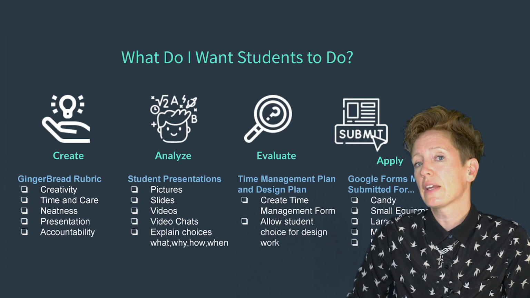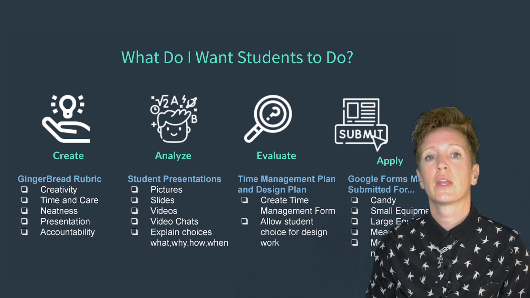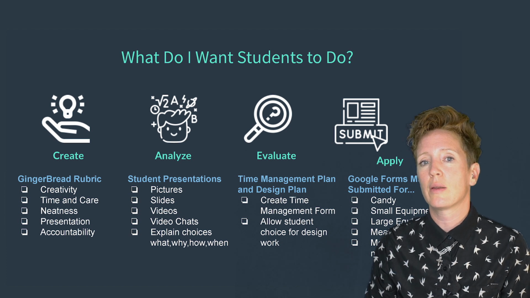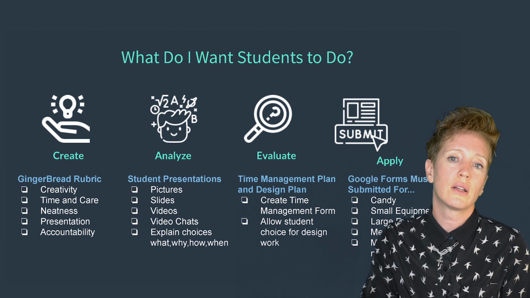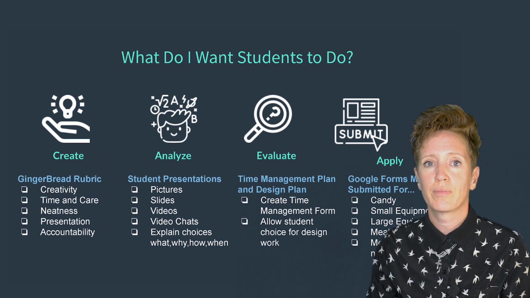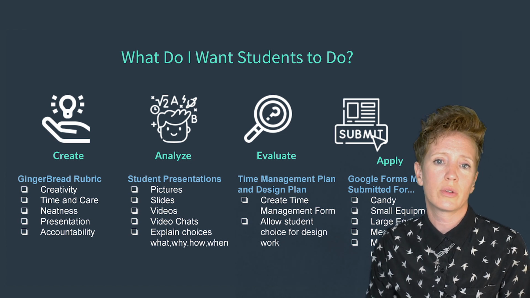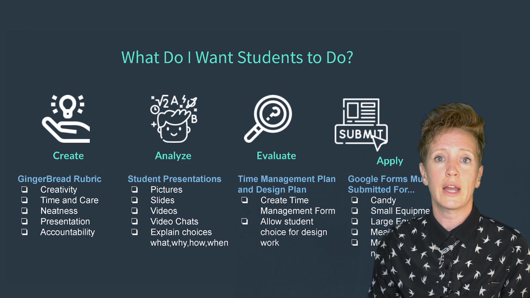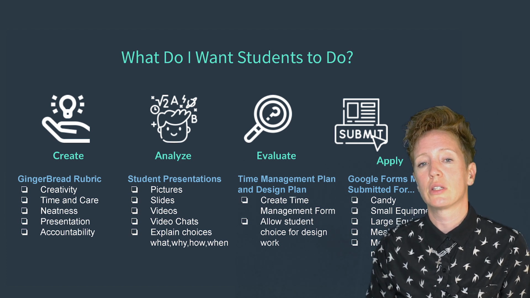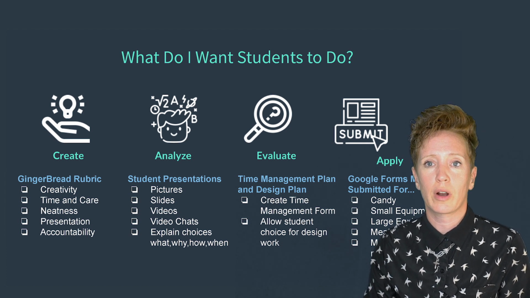This is an example of my planning process for a gingerbread project that we do every year. This time I used icons to help me streamline my thinking and make sure that I was embedding UDL and icon-based language to simplify materials for students. Here you can see in the create area, a gingerbread rubric would be used to assess what I was asking students to create. In analyze, students would give me presentations on what they created so they could analyze and reflect on how they moved through the process.